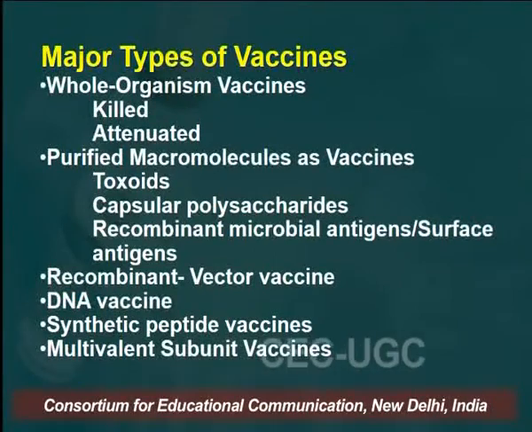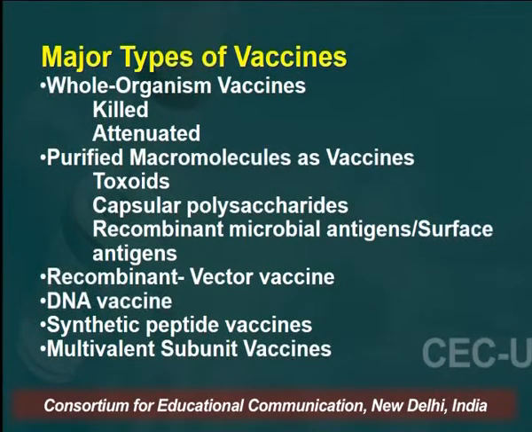Now let's understand the different types of vaccines currently used. We can have a whole organism vaccine where the entire organism is being used. The organism is either killed or inactivated or attenuated or weakened.